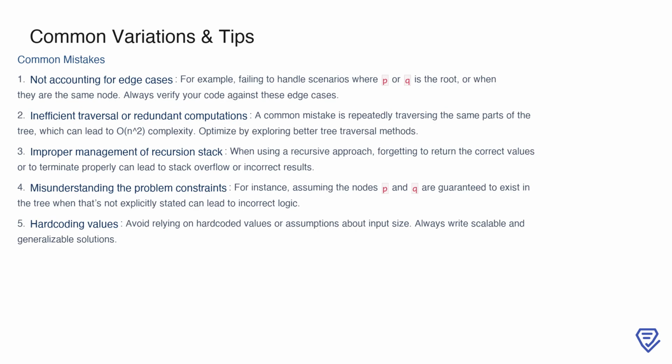When solving this problem, there are several common mistakes to watch out for. First, failing to account for edge cases is a frequent issue. For example, what happens if either P or Q is the root of the tree, or if they are the same node?